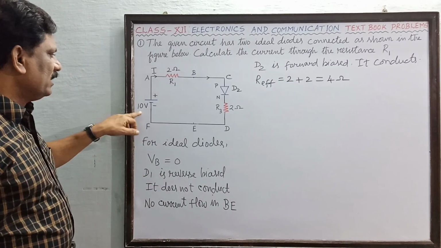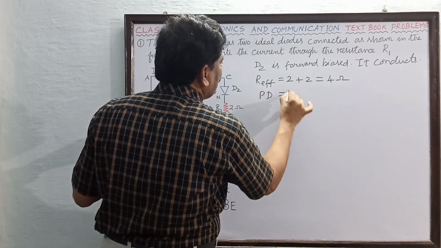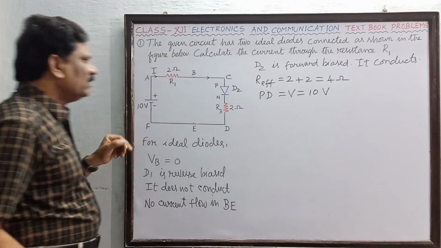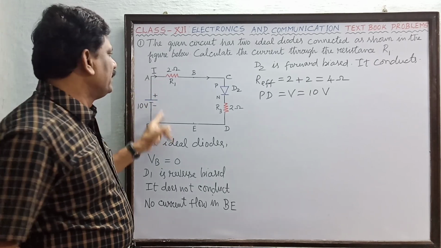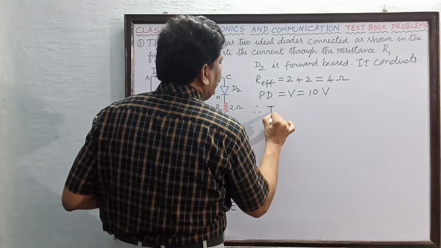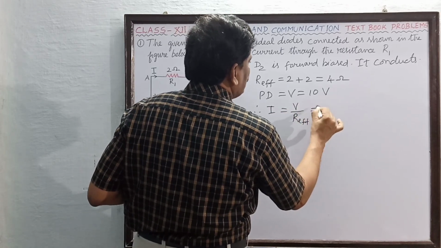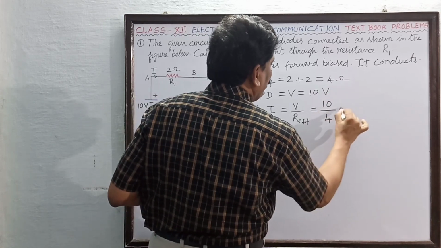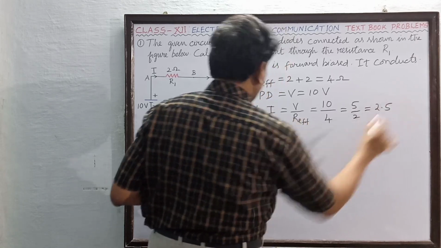And what is the net potential difference? The net potential difference is V equal to 10 volt. Therefore, the current I supplied by this battery is I equal to V by R effective. So this is equal to 10 volt divided by 4, 10 by 4. So this is equal to 5 by 2, which is 2.5.